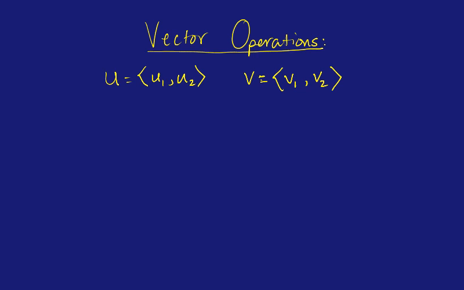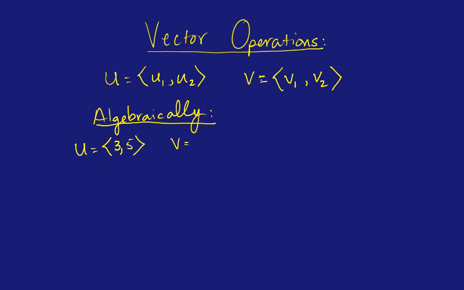And when you're working with these vectors, you can do a lot of things. You can add them, you can subtract them, you can multiply them by a number, and it's pretty straightforward the way that you do it. Let's just say for a fact, and this is just algebraically, if you were asked to work with these things algebraically. I'll talk about graphically in a second, but let's just say u equals 3, 5. Let's say v equals -1, -3.